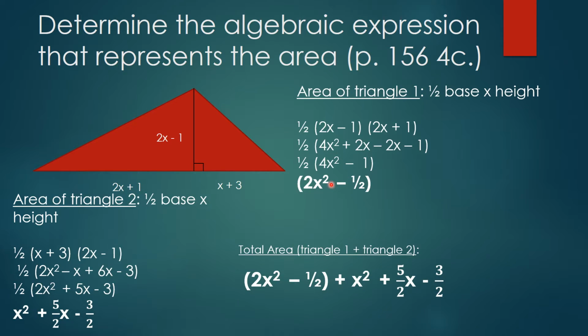So you have 2x squared minus 1/2 plus x squared plus 5 over 2x minus 3 over 2. Collect like terms: 2x squared plus x squared gives you 3x squared. You've got a 5 over 2x here, and you get -1/2 minus 3 over 2, which is negative 4 over 2, gives you negative 2. This represents the area of that triangle.